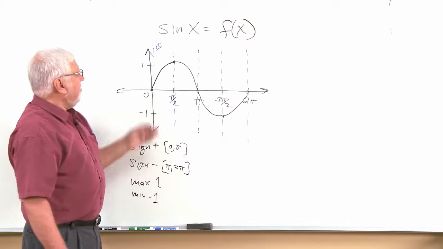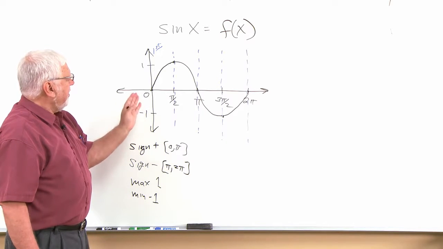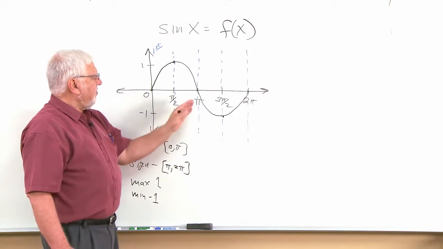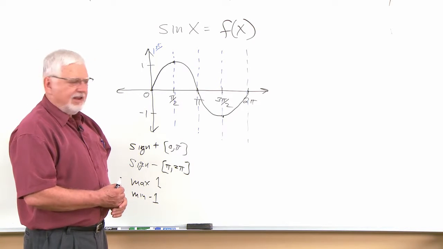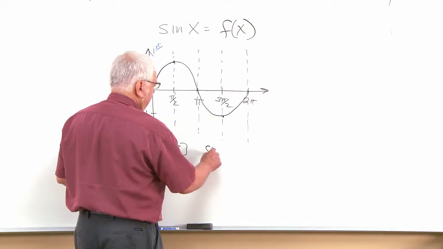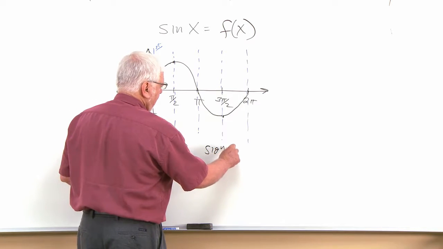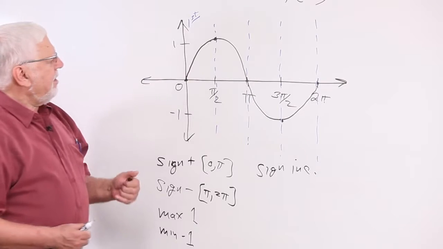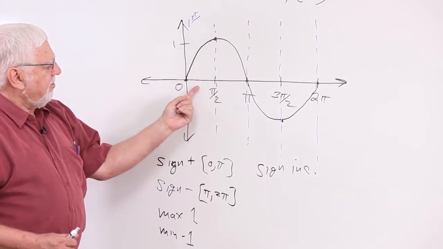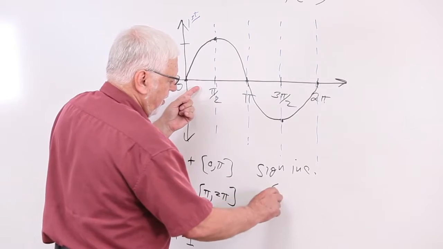Now you can see which intervals the sine is increasing in. Think about that a minute. What intervals is the sine increasing, getting larger? Well, let's see. It's going up here. It's getting larger. That's increasing. So it's from 0 to pi over 2.